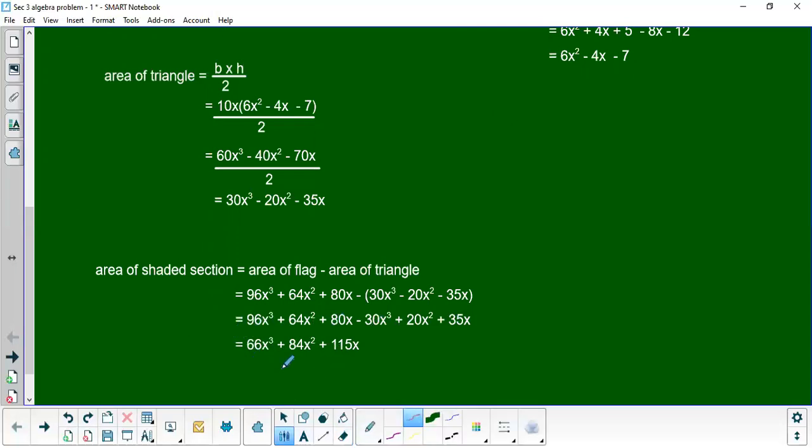This is the area in centimeters squared of the shaded region. That's the final answer right here.